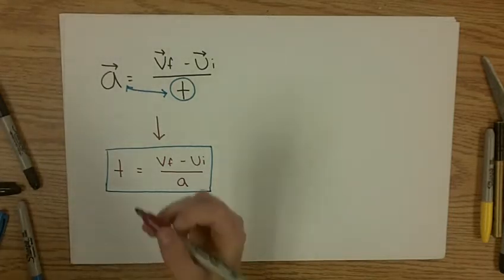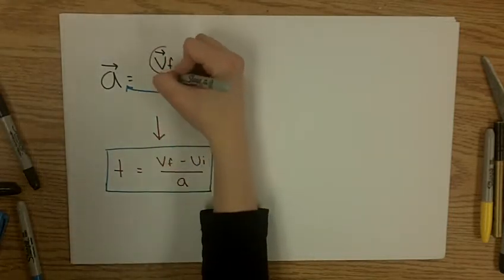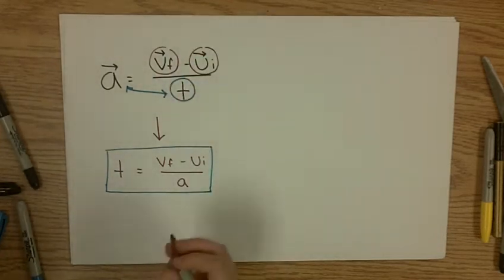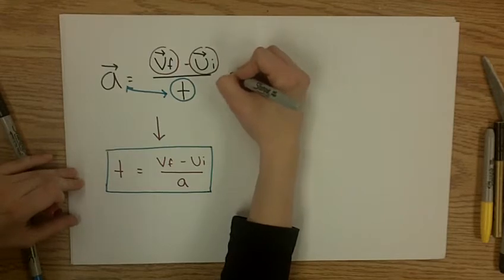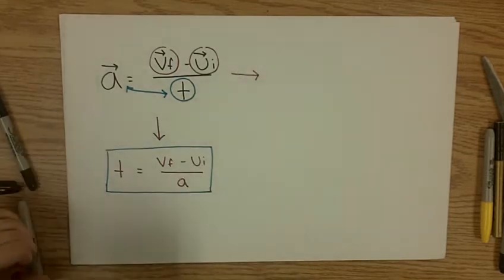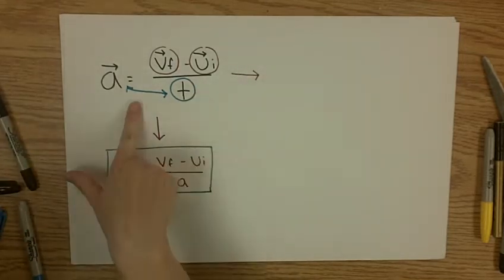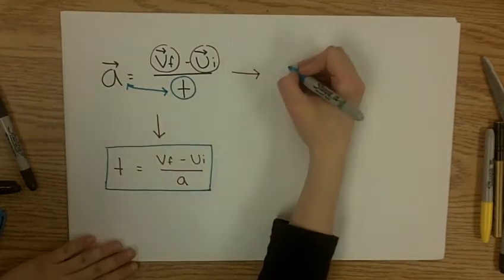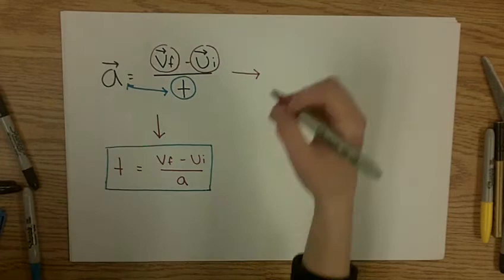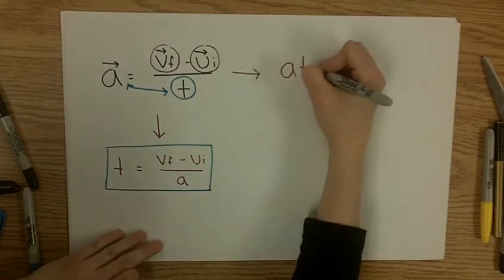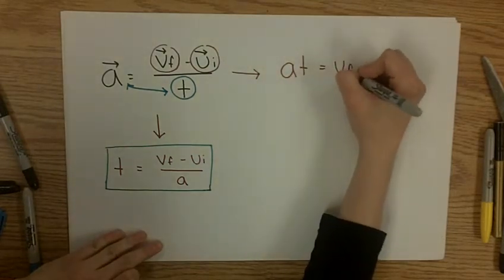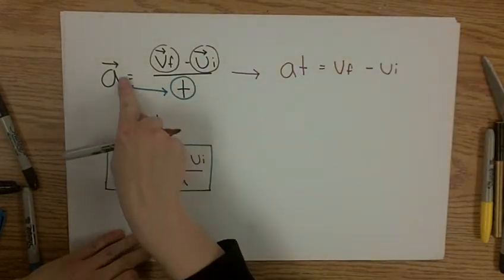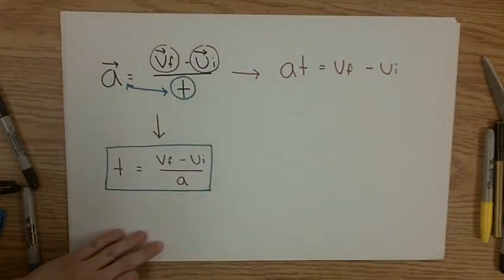The second two rearrangements, looking for vf and vi, we're going to take an intermediate step and do it in steps to understand how it's rearranged. I'm going to start by moving the t over to the a so they're on the same side. This gives me at equals vf minus vi. So I just moved my t up to join the a.